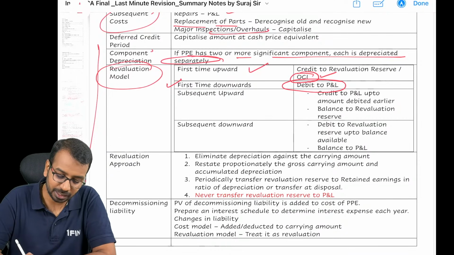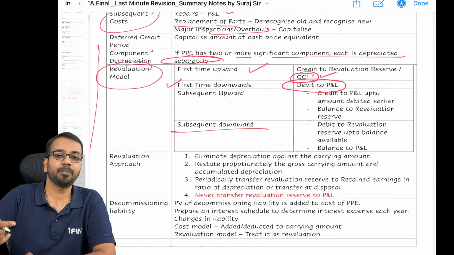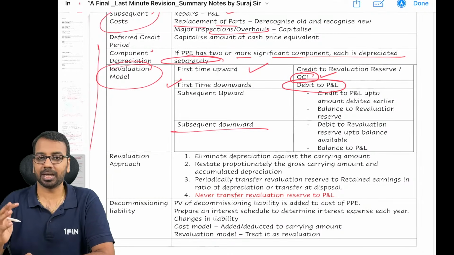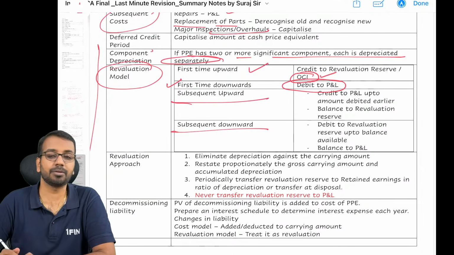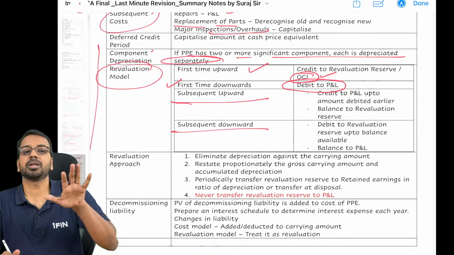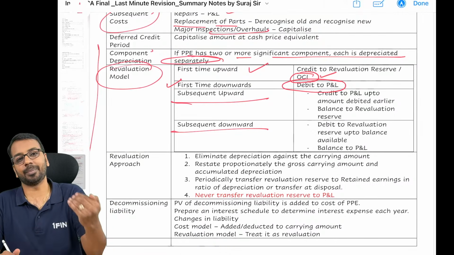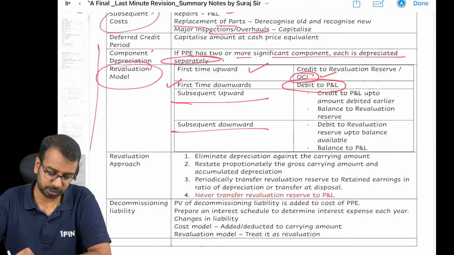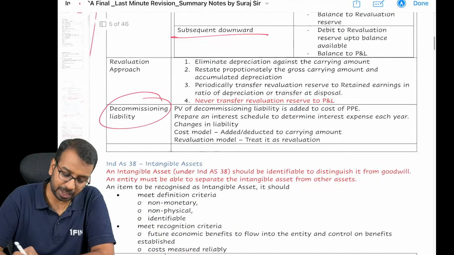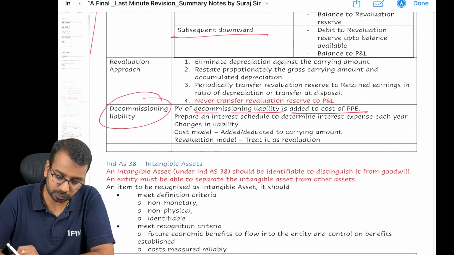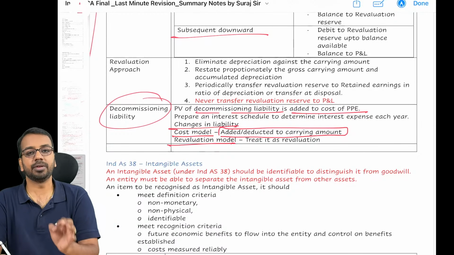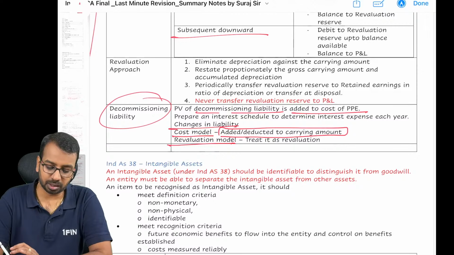Okay. Then if there is a downward revaluation subsequently, if earlier it was upward, so first you will debit to OCI and then you will debit to P&L. If it is a subsequent upward revaluation, earlier if there was a downward revaluation, first you will credit to P&L, then you will credit to OCI. Decommissioning liability, present value of decommissioning liability is added to cost of PPE. If cost model is followed, changes in liability is added or deducted from carrying amount. If revaluation model is followed, we will treat it as a revaluation changes.